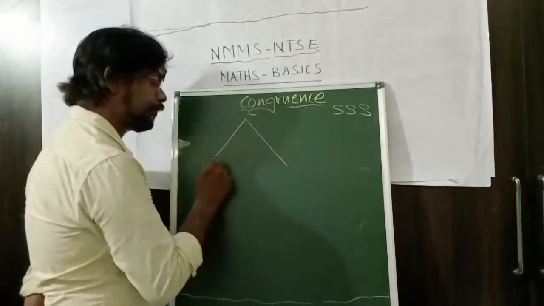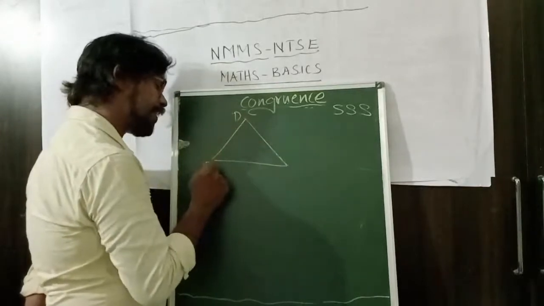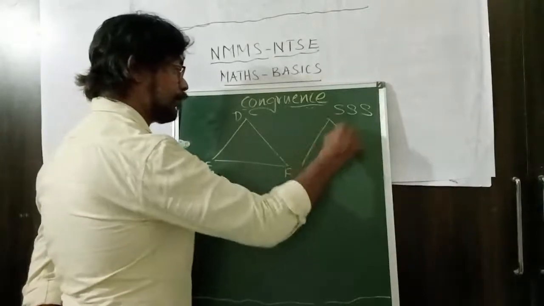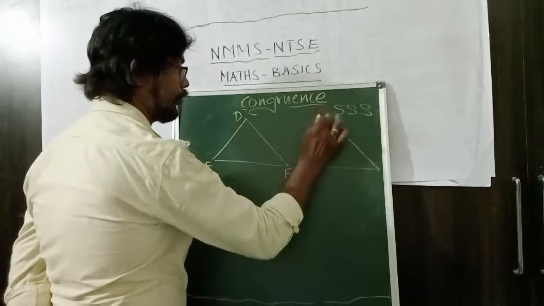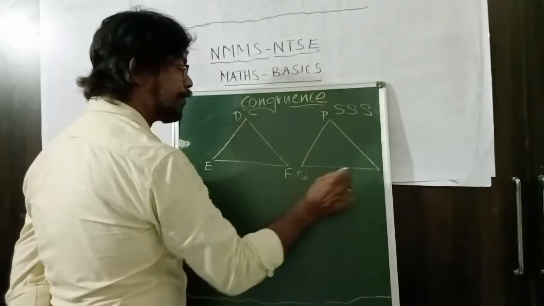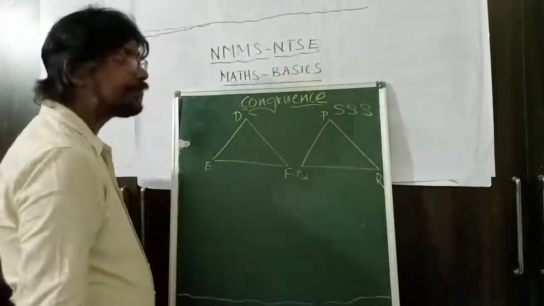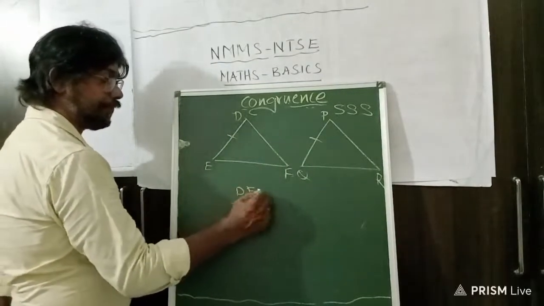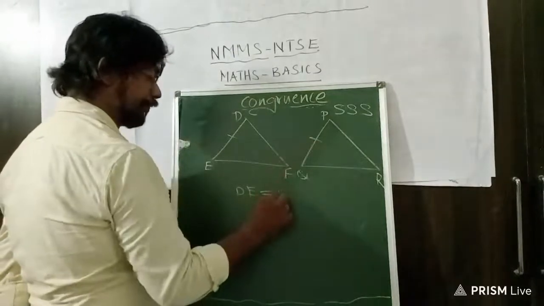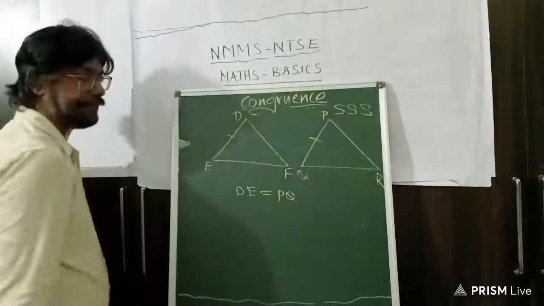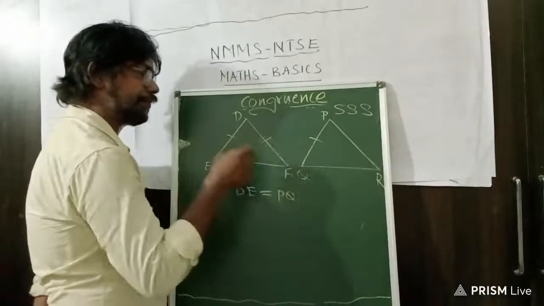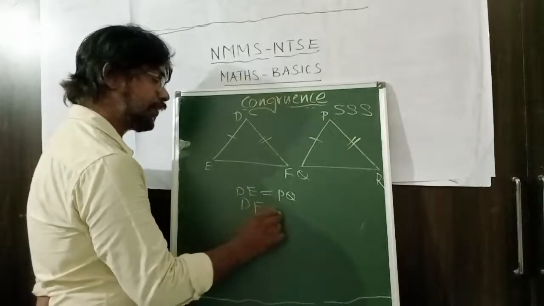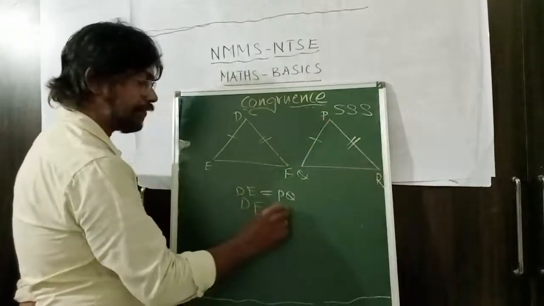Suppose DEF is one triangle, PQR is another triangle. DE is equal to PQ. Then we say only. And another, DF is equal to PR.